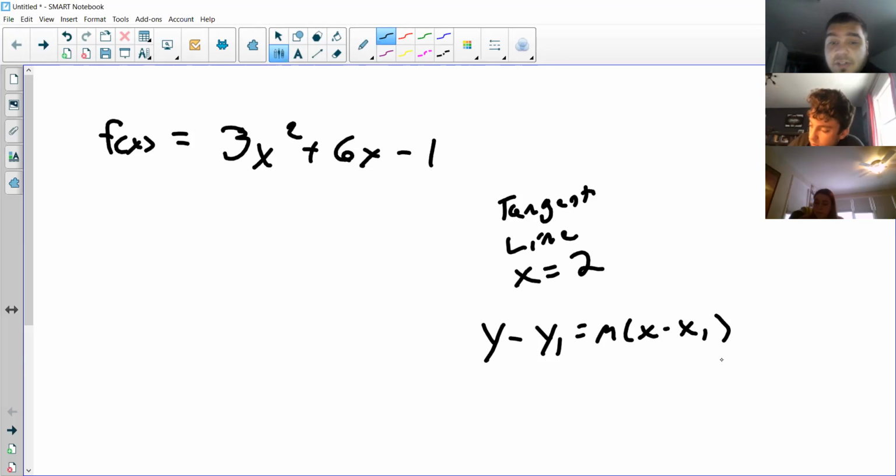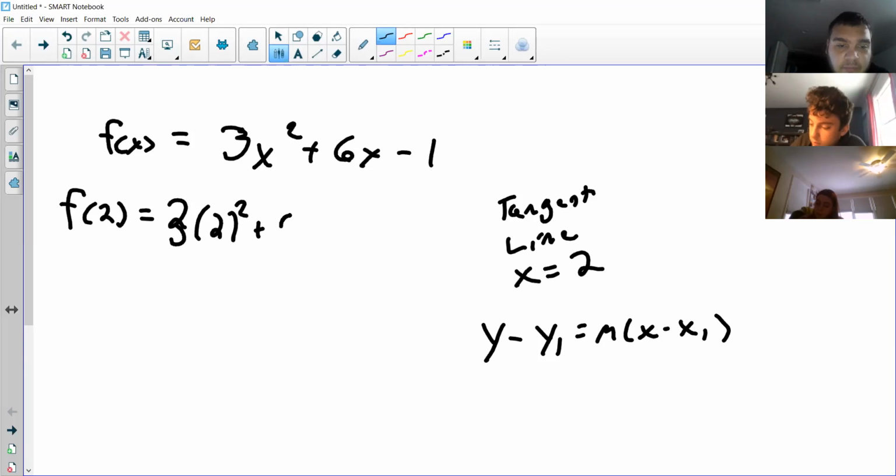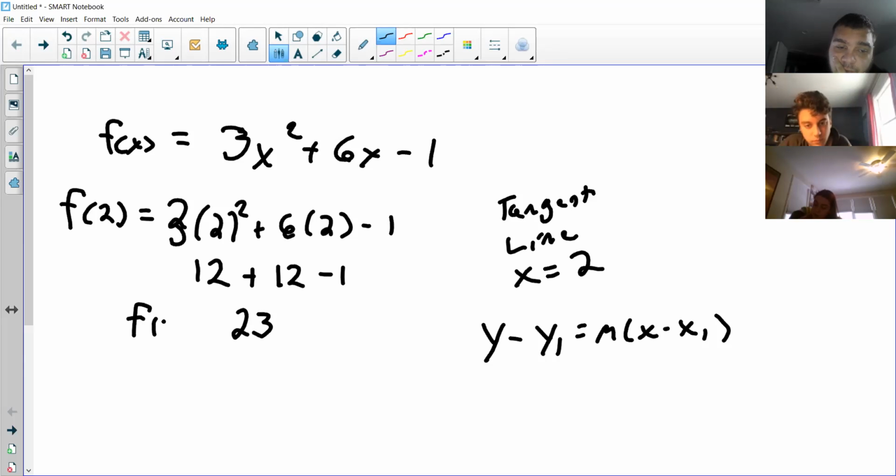Well, for the point, you just need to plug it in. So I'm going to find what f of 2 is. So 3 times 2 squared plus 6 times 2 minus 1. 2 squared is 4. 4 times 3 is 12. Plus 6 times 2 is 12. Minus 1. 24 minus 1 is 23. So f of 2 equals 23, which, by the way, is your y. So whatever the parabola looks like here, you know there's a point on it at (2, 23), which is on the line.